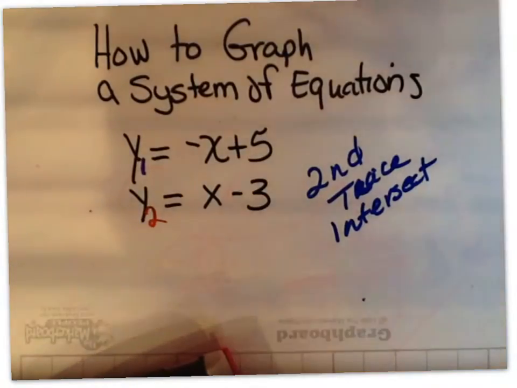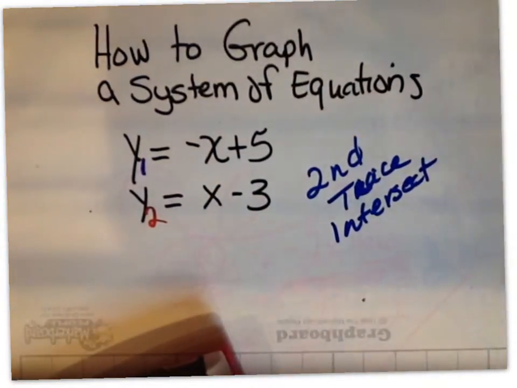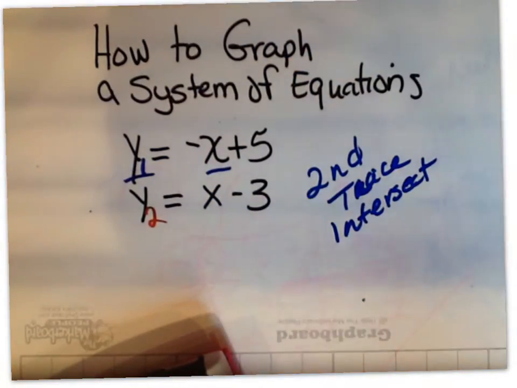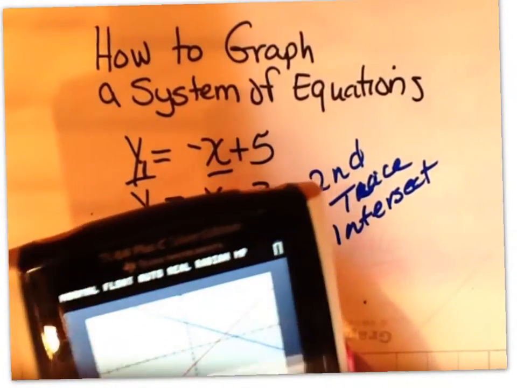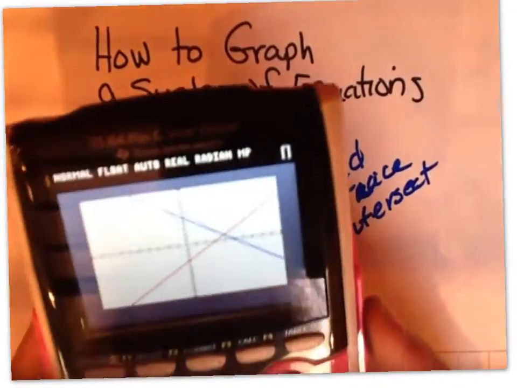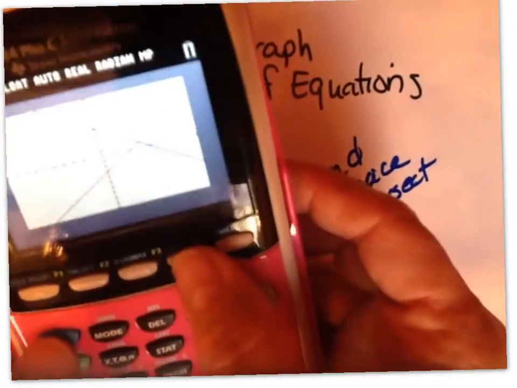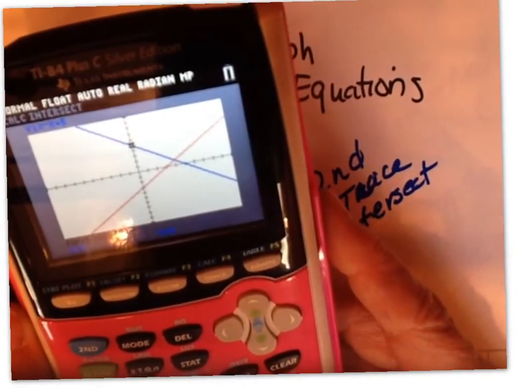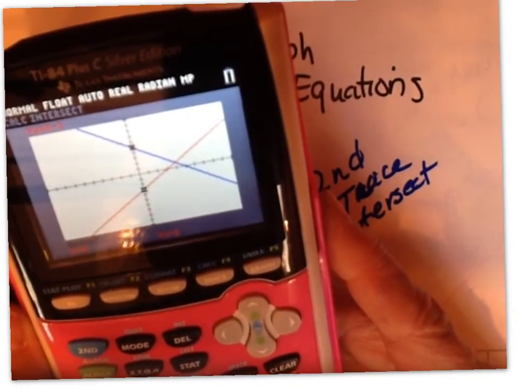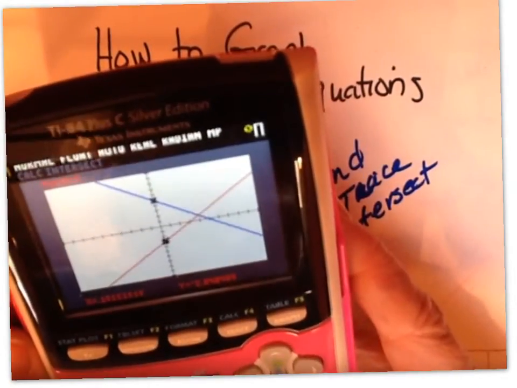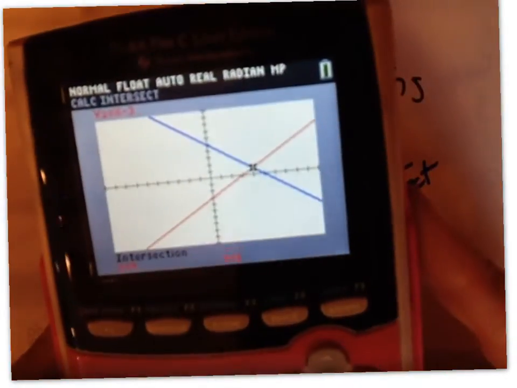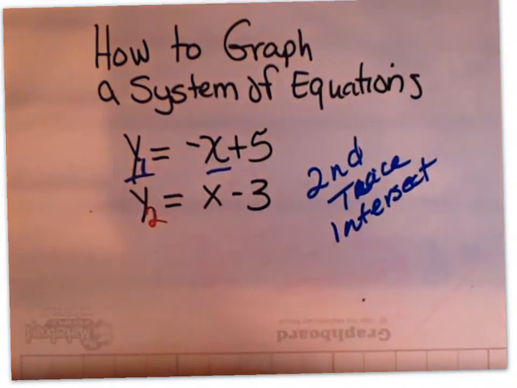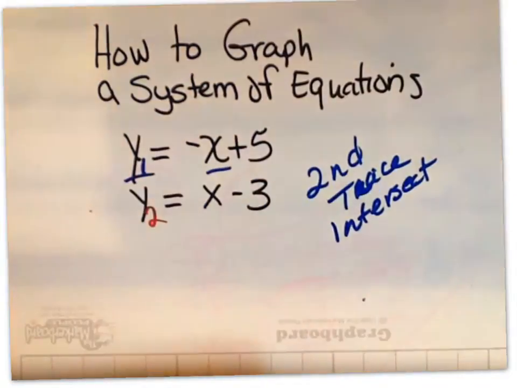But now this is a little bit different than the other because look, I had an x and a y. So I have to have an answer for my x and my y, not just the x this time, like when I was solving an equation. So I go to second and trace, and I go down to intersect, and it's going to flash first on the blue line, next on the red line, and then at the intersection. And here it tells me my x is 4, my y is 1. I need both those answers this time since I have an x and a y.